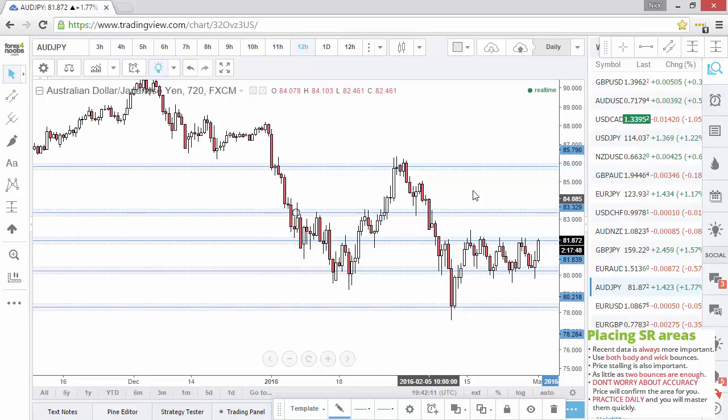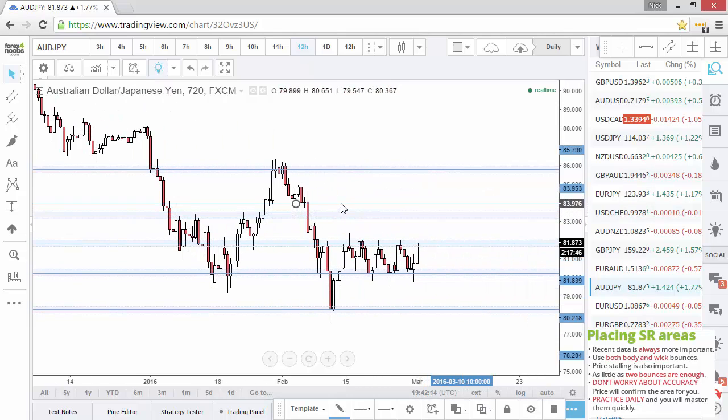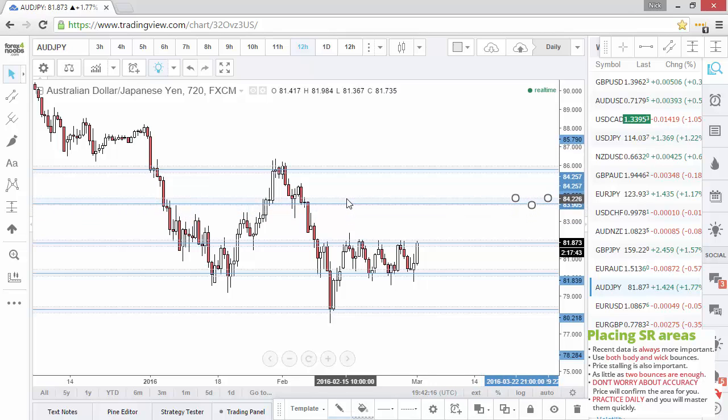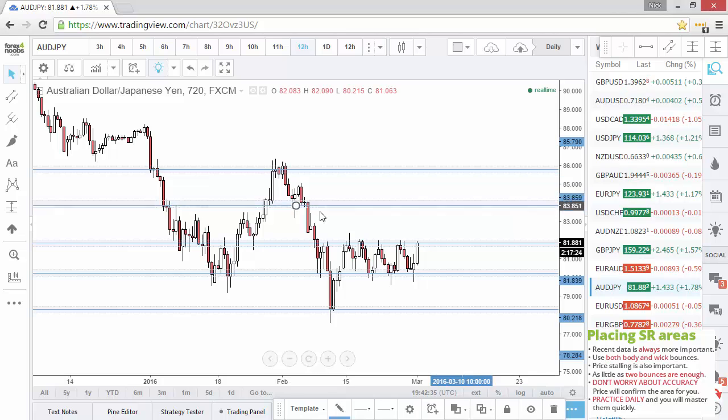But like I've been saying since the start of the webinar, I'm not bothered with being terribly accurate. If I have my support resistance area up here and price breaks up and approaches this area and it bounces from here instead, so price stalls right on top of here, what am I going to do? I'm just going to adjust my support resistance area and pull it down to here.